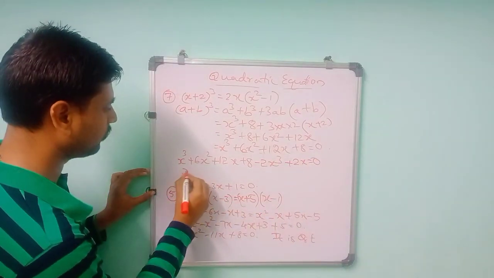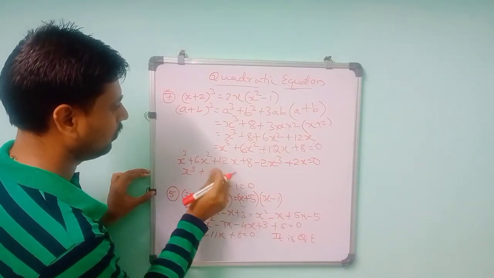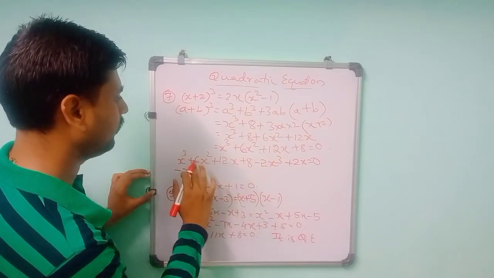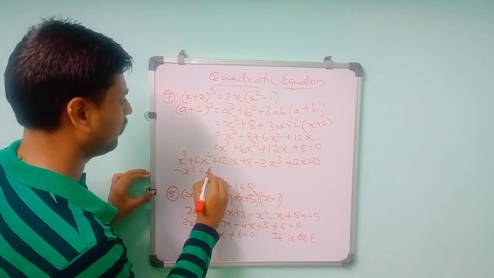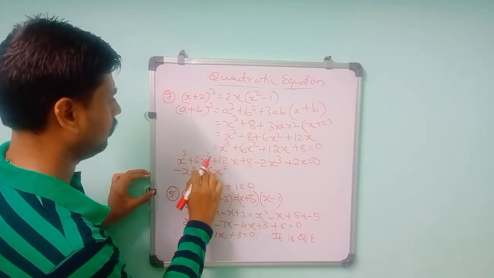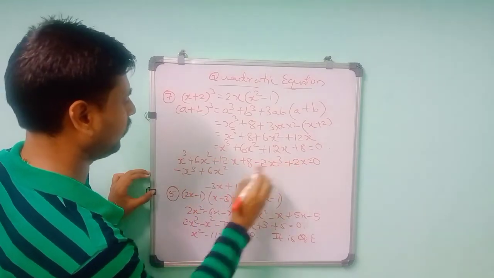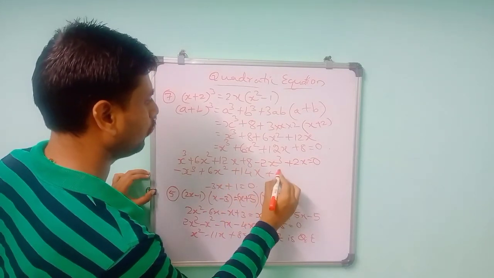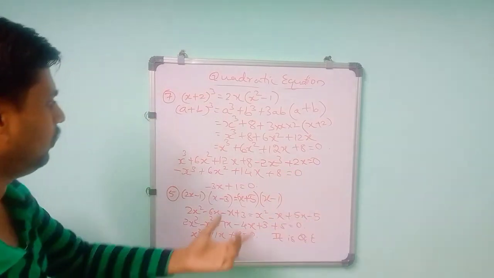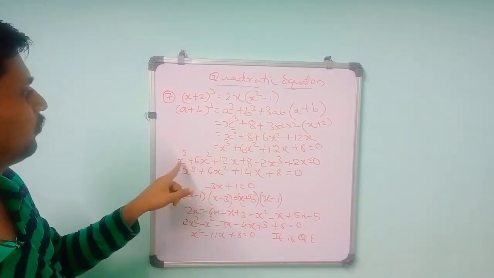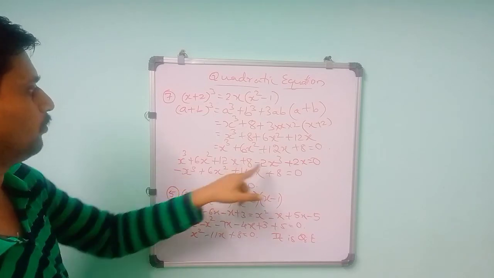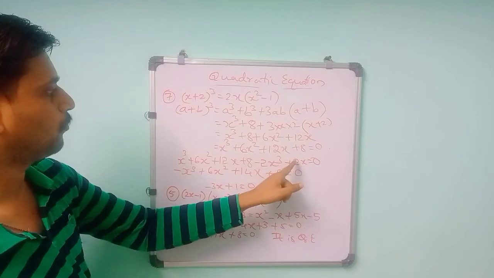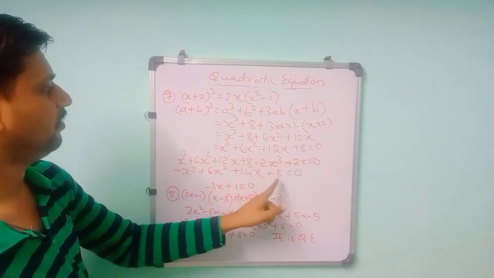Then the final equation will be: x cube minus 2x cube, so it will become minus x cube. Then plus 6x square, then 12x and 2x will be 14x. Then the number will be plus 8 is equal to 0. So x cube minus 2x cube is minus x cube, plus 6x square plus 12x plus 2x, it will become 14x, plus 8 is equal to 0.